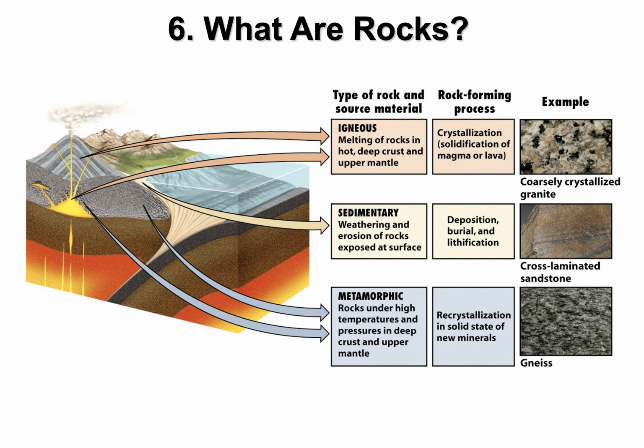So now we have this very nice cross section where we can find the different locations where our different rocks are formed. We have here 3 columns. We have the type of rock and source material, then a description of the rock forming process, and on the right hand side an example of all these rocks.